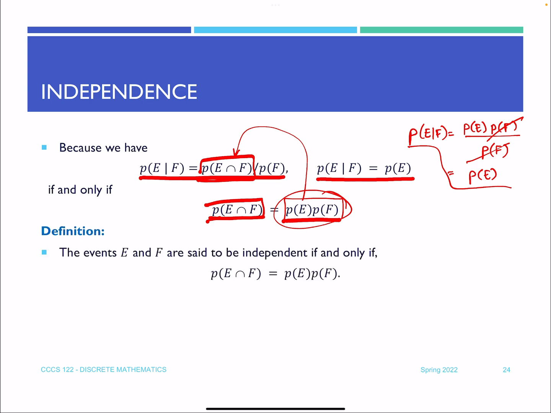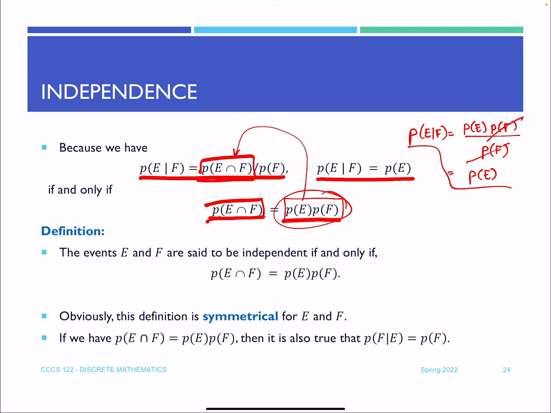And of course, if E is independent of F, that also means that F is independent of E. So independence is a symmetrical relationship.